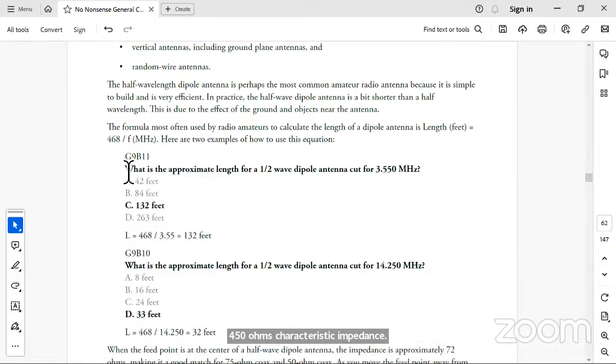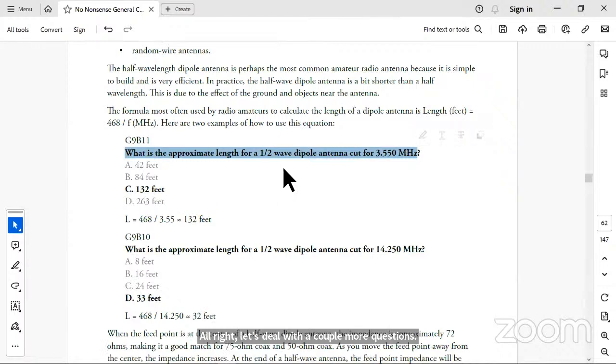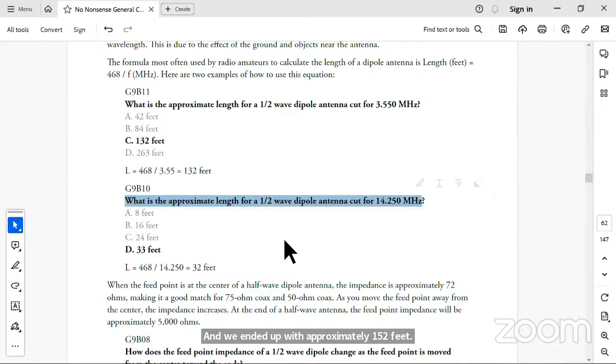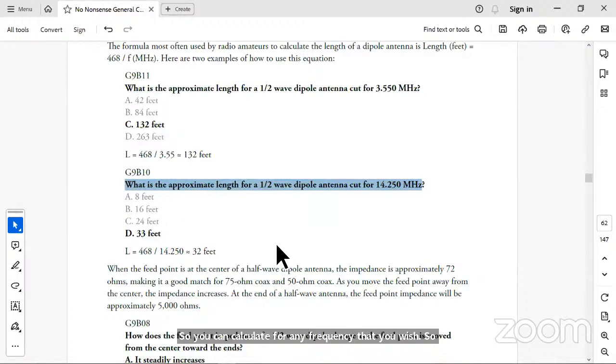All right, let's deal with a couple more questions. What's the approximate length for a half-wave dipole antenna cut for 3.550 megahertz? So we used our trusty formula, L is equal to 468 divided by frequency, and we ended up with approximately 132 feet. Right, so I'll recommend learning the formula so you can calculate for any frequency that you wish. As a ham, you may wish to construct antennas, and knowing that formula will be very useful. Very practical formula as well.